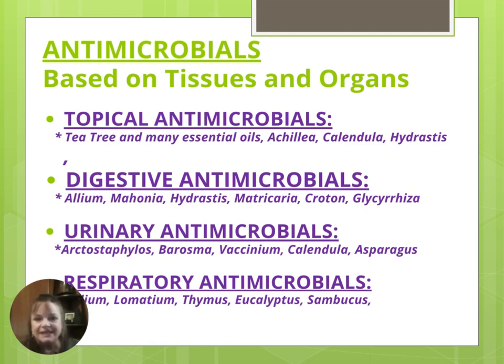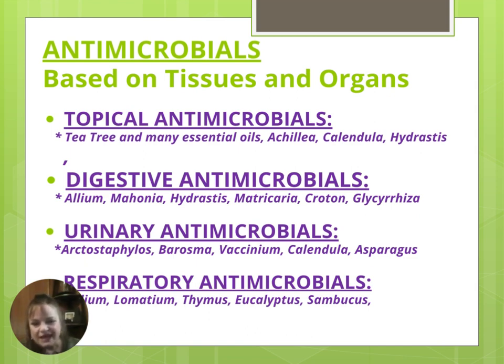Antimicrobials could be classified and thought of in terms of different herbs that have an affinity for different tissues. Things we would use topically like tea tree oil, calendula, golden seal, that's hydrastis. Things that have a real affinity for GI infections: garlic, mahonia, that's the source of berberine, Oregon grape, chamomile, licorice, that's glycyrrhiza. Urinary antimicrobials, most of you probably know of cranberry, that's in the Vaccinium genus, Arctostaphylos, that's Uva ursi. That is the list of some of our best urinary affinity antimicrobials.